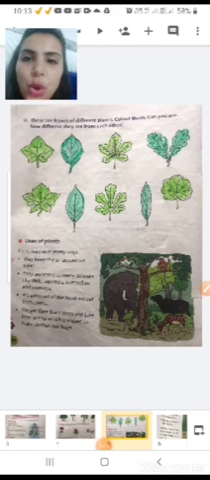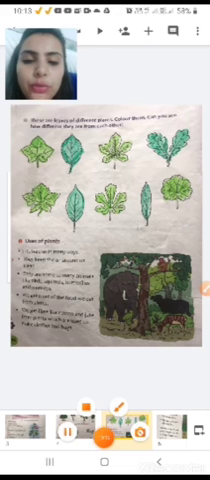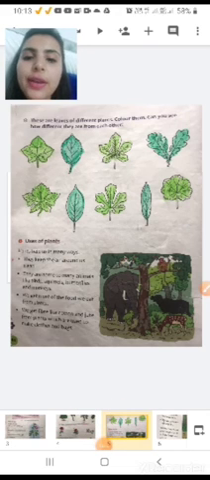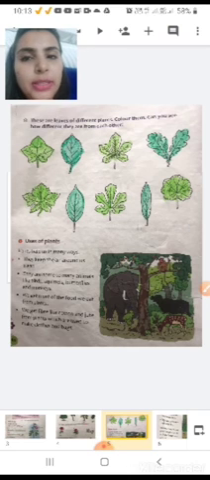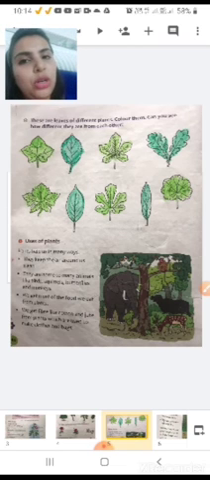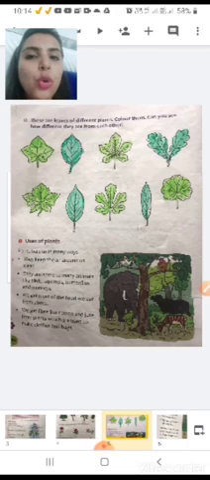And the next use of plants is that they provide shelter, that means homes, to many animals. Birds live on the trees, butterflies, squirrels, monkeys, they all live on the trees. So it provides homes and shelter to many animals.